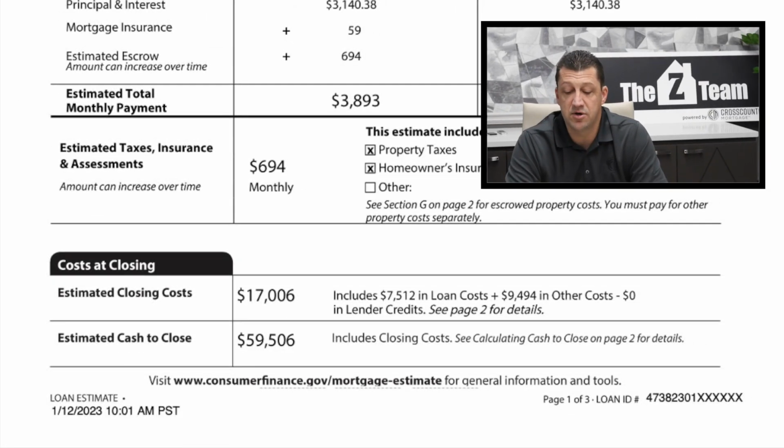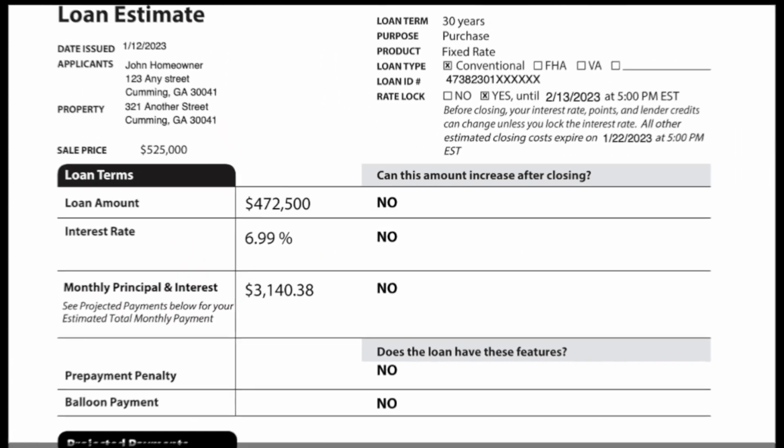And then below that, you're going to see the estimated closing costs. General rule of thumb is those are going to expire within 10 days if you don't sign this loan estimate. Once you sign this loan estimate, acknowledging that you've received it, then those costs are generally fixed. We'll get into the cost later in the loan.